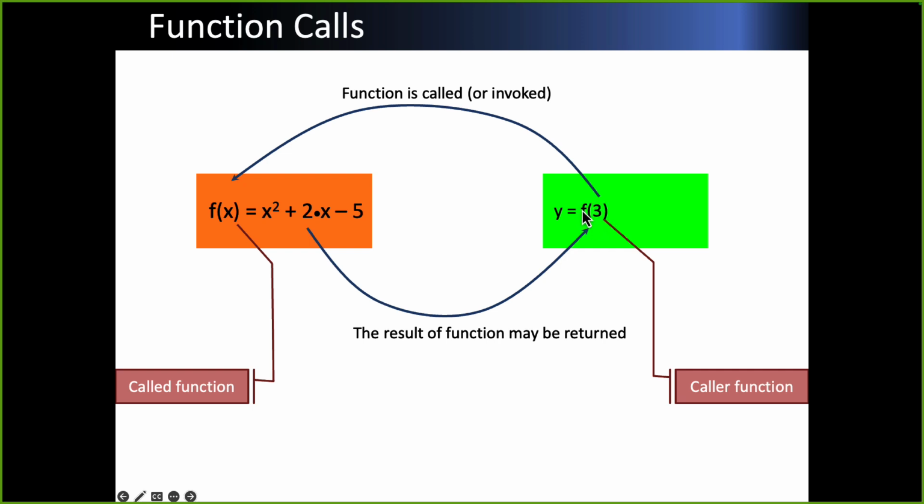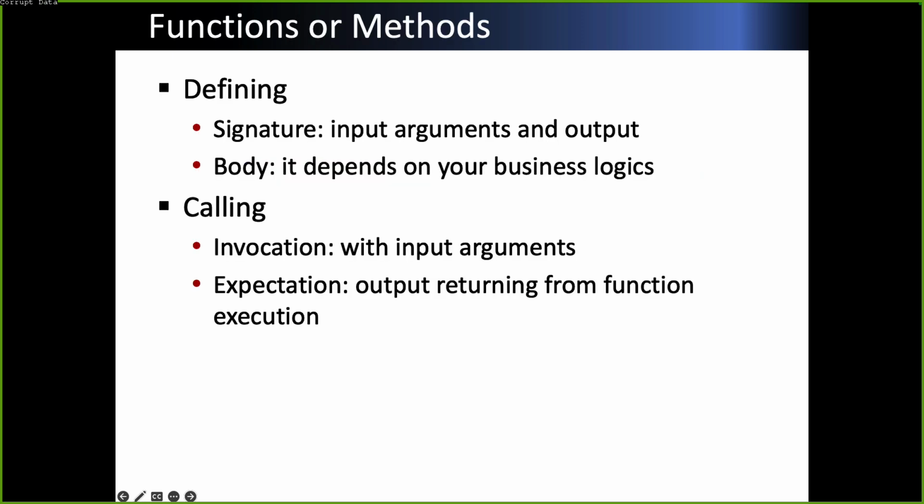That returned value is the outcome of the right-hand side evaluation. Remember that if we have an equal sign, then the right-hand side should be evaluated. The outcome of this evaluation, which is the returning value from this function definition, is assigned to y. Okay. So defining has two things, a signature and body. Signature has input arguments and output.